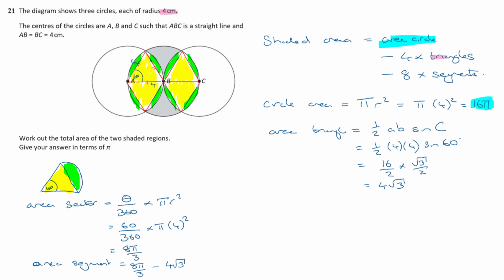We've got the area of the triangle, which we've now worked out to be 4 root 3. And we've got the area of the segment. So we've worked out that to be 8 pi over 3 minus 4 root 3. Okay, so then we just need to string it all together.